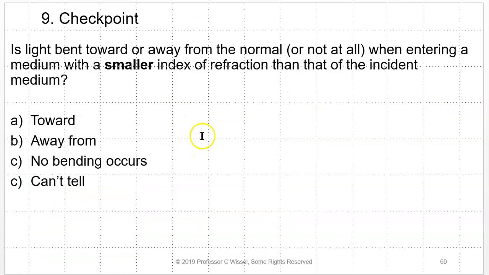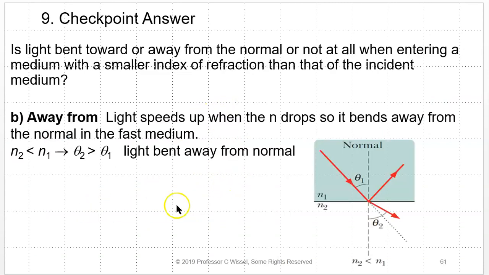Is light bent toward or away from the normal or not at all when entering a medium with a smaller index of refraction than that of the incident medium? It's going to speed up. If the index of refraction drops, the light will speed up. That means it can bend away from the normal because it can afford to take a longer path through the material and still get there fast.